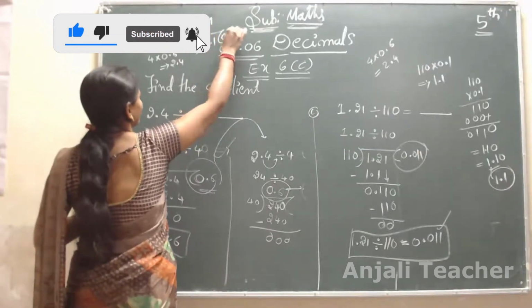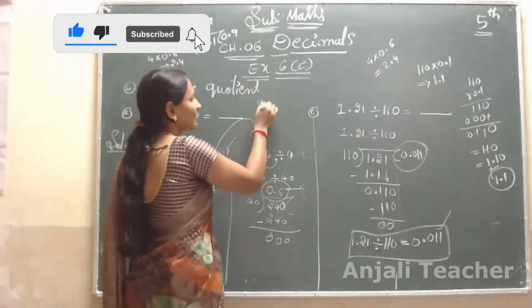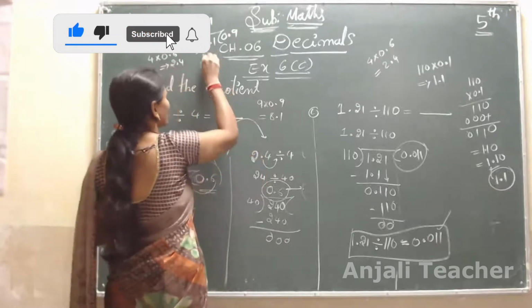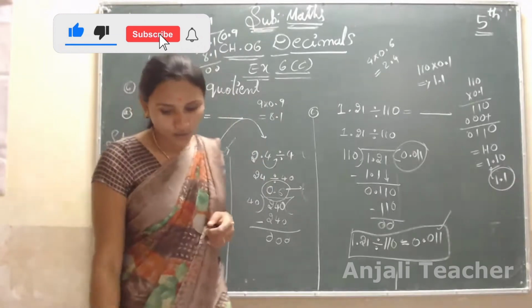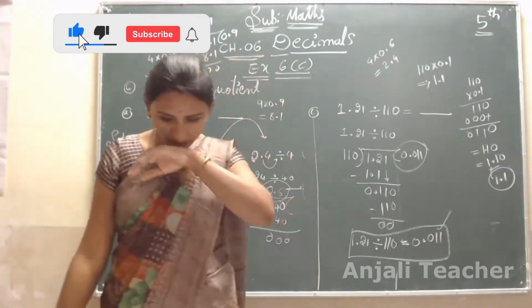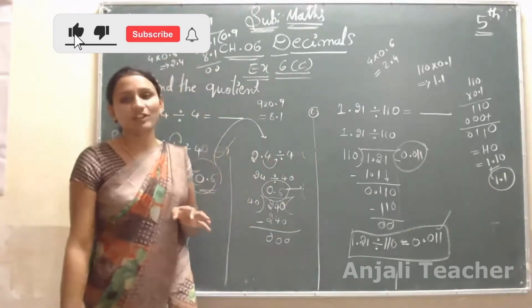So 9 into 0.9, yes, the value is 8.1. So how to write 8.1? 0, 0. So in D, the quotient is 0.9. Very easy, students, but you have to solve it carefully.